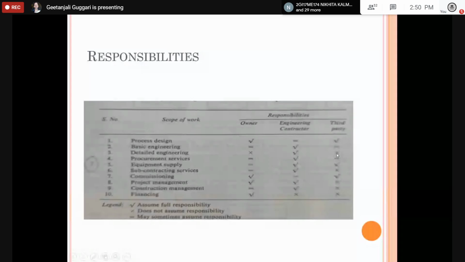Then procurement services. For procurement services, yeah, the engineering contractor plays a major role.